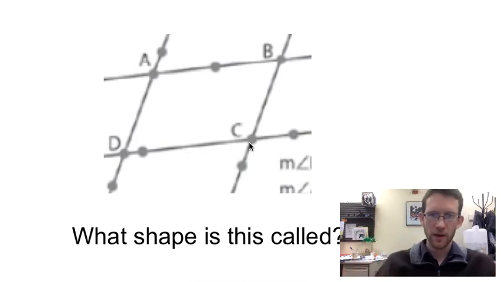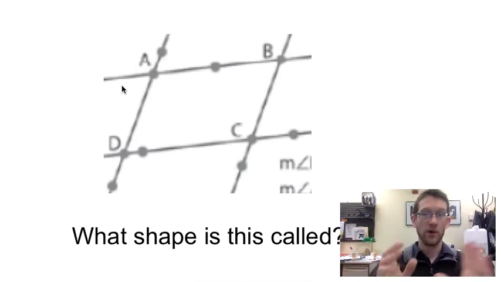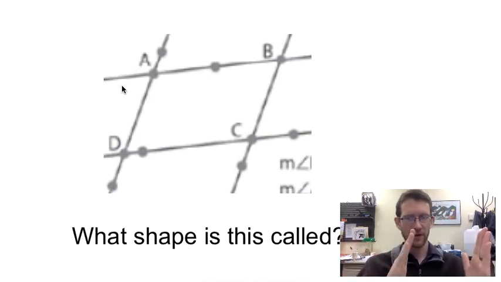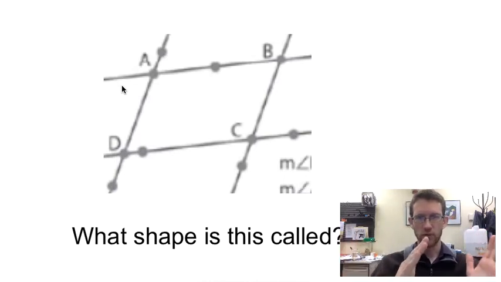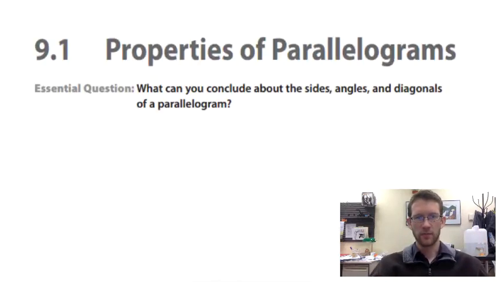Hey everybody, what is this shape? Most of you, hopefully, anyone who's been through first grade or so, knows that this is a parallelogram, right? Where we have two pairs of parallel lines that cross, and that makes this parallelogram shape. So we're in 9.1, and we're going to do 9.1 and 9.2 together because they're very similar.